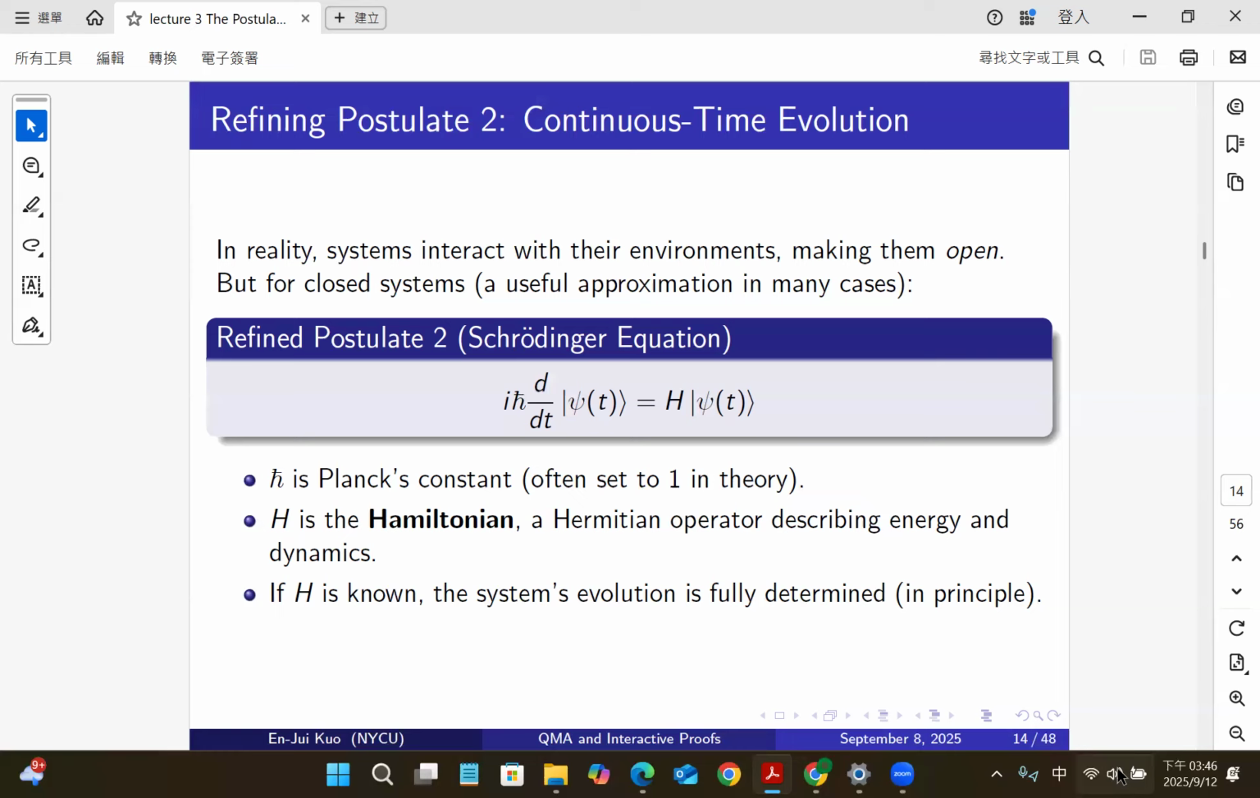Okay, I think this is it for today. Next time we will talk about measurement. We just finished postulates 1 and 2, and postulate 3 is complicated, so I need one hour to explain. So that's it.